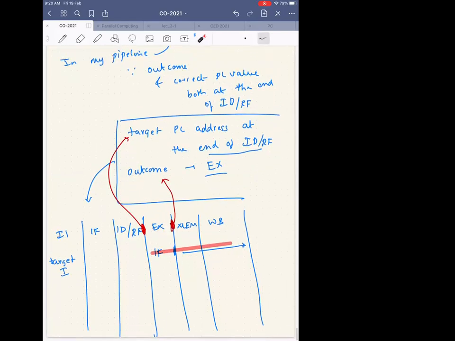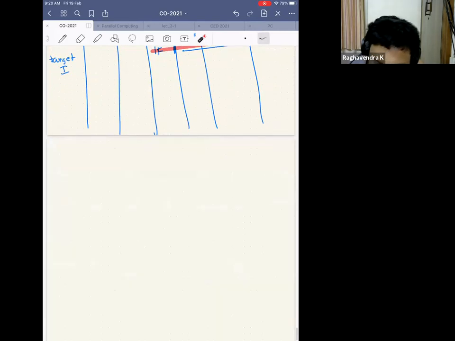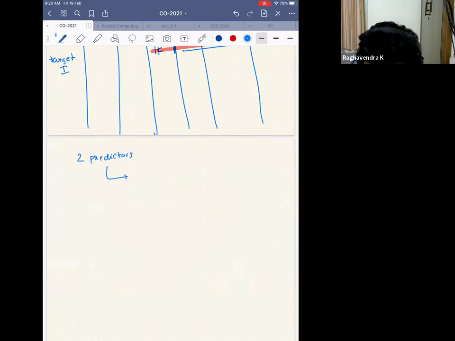Okay. Is there anybody else who wants to say? Let's see what is the problem if I have only two predictors. Let's say one type of predictor is predicting that the branch is always not taken, and the other predictor is always predicting that it is taken.